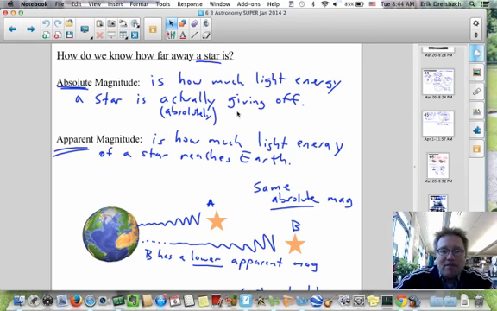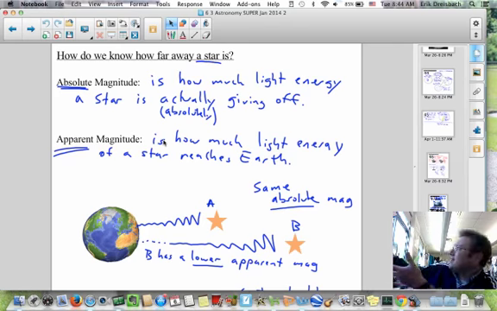A classic example of that is the sun. The sun has a kind of average absolute magnitude. The sun only gives off an average amount of light compared to other stars. But my goodness, because it's so close to us, its apparent magnitude is super bright. Look how bright it is out there. That's all from one star, but that's because it's so close.